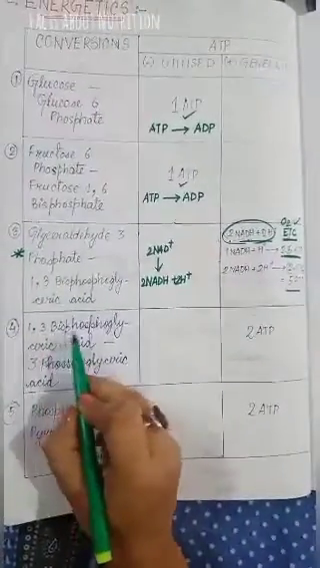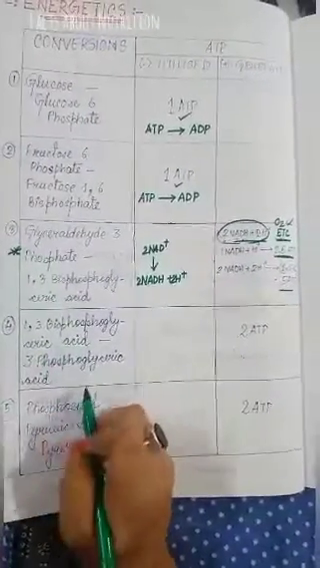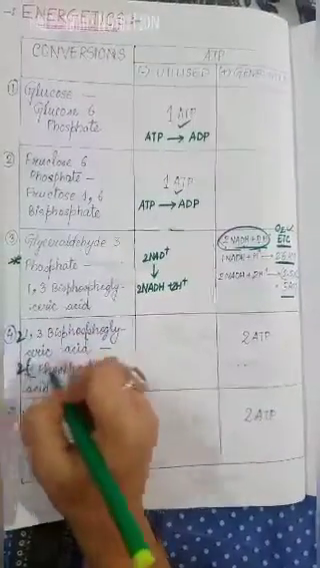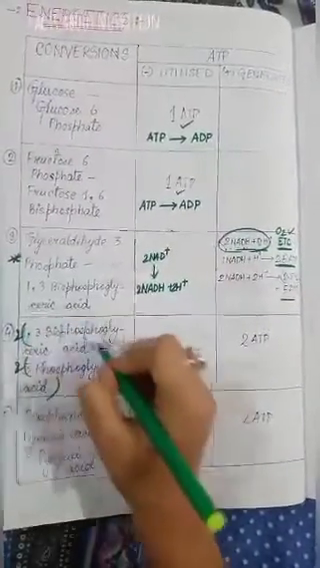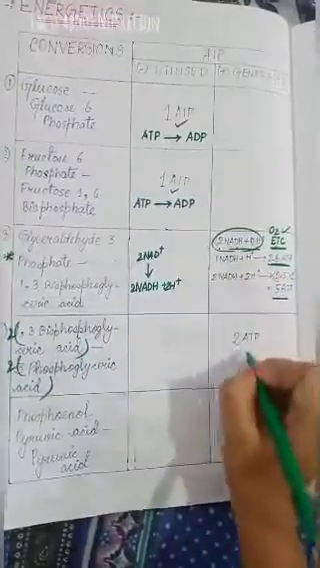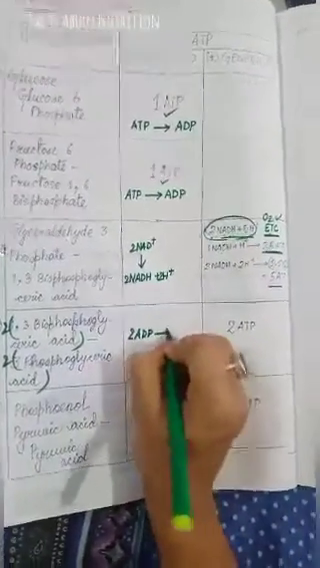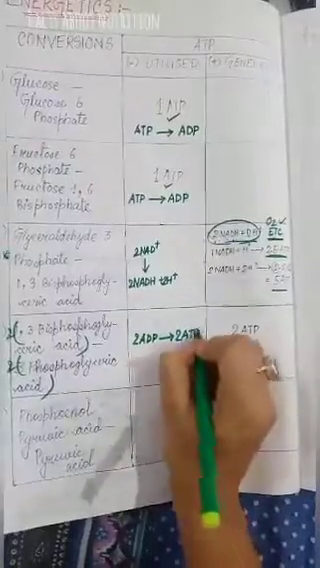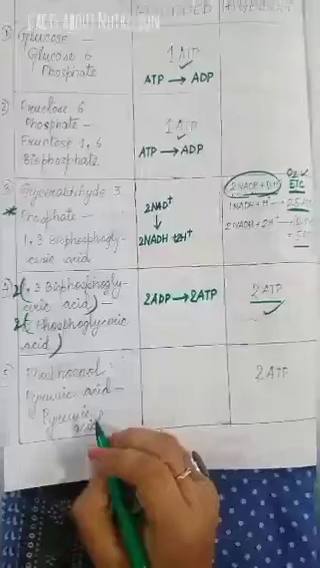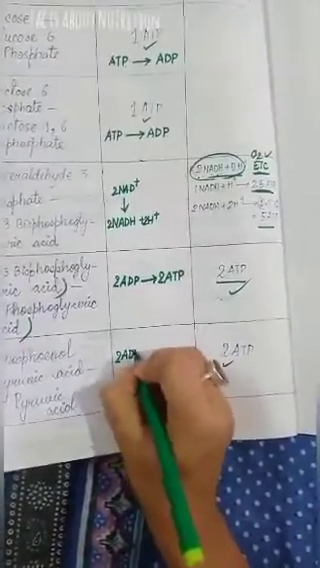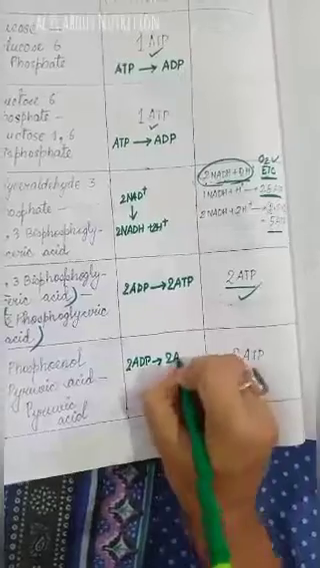Next, 1,3 bisphosphoglyceric acid to 3-phosphoglyceric acid. I already said 2 molecules are there, so 2 ATP, because here 2 ADP to 2 ATP was produced, therefore 2 ATP total. Next, phosphoenol pyruvic acid to pyruvic acid, also 2 ATP, because here also 2 ADP to 2 ATP conversion has taken place.